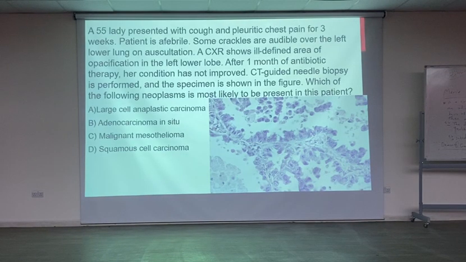So let's try to collect the clues. Your first clue in this case is, okay, we have a good age for chronic processes and it's a female. The most common tumor in females is adenocarcinoma. And then you have signs and symptoms for 3 weeks. It's like a subacute, not acute, not chronic, an evolving process. The patient is afebrile, the same clue, but the problem is seen in the left lower lung, right? And when they did the chest X-ray, it's confirmed to be in the left lower lung because they find an ill-defined area of opacification, meaning whiteness, radio opacity.